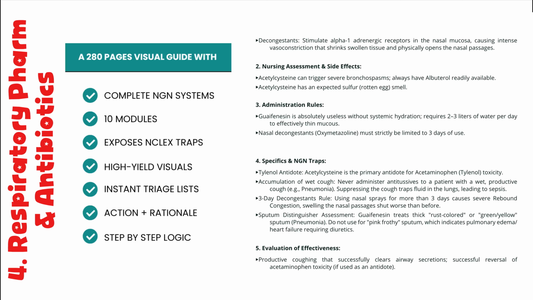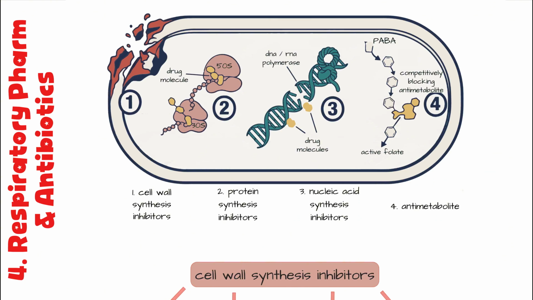One more distinguishing assessment. Guaifenesin treats thick, rust-colored or green-yellow sputum, which points to pneumonia. Pink, frothy sputum is a different problem entirely. That's pulmonary edema, and it needs diuretics, not an expectorant. Now the anti-infective army. Always draw blood and sputum cultures before the very first dose of any antibiotic. Treating first pollutes the sample, and you'll never get an accurate result.